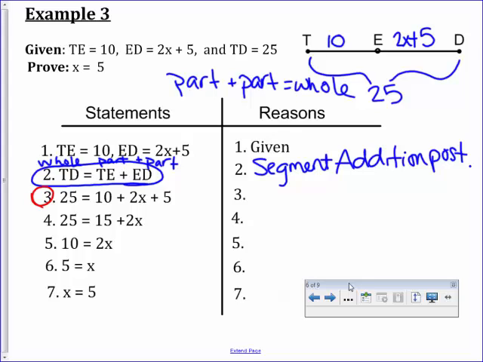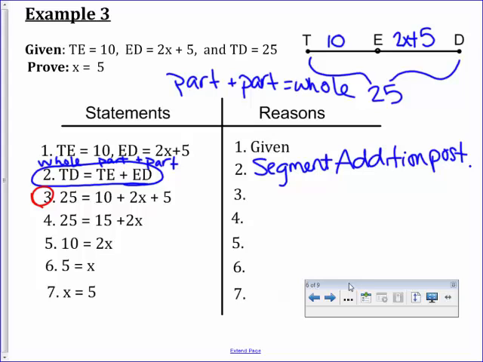Now, you'll notice that we didn't start at step 3. When you're doing this on your own without writing a proof, we probably would have started at step 3 and just set up the equation to solve. But since we're trying to convey a proof to whoever is reading this, we need to start at the beginning. This is the given information, and based on that, this is what I know. I know that segment TE plus segment EB will add up to be the whole thing.